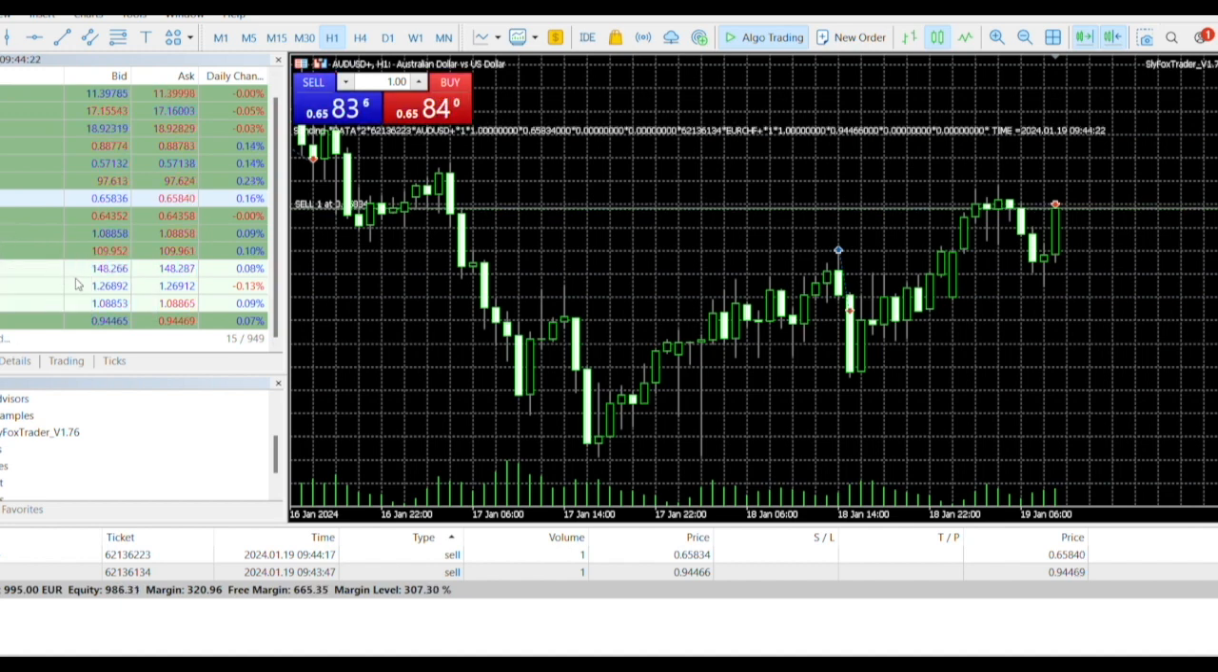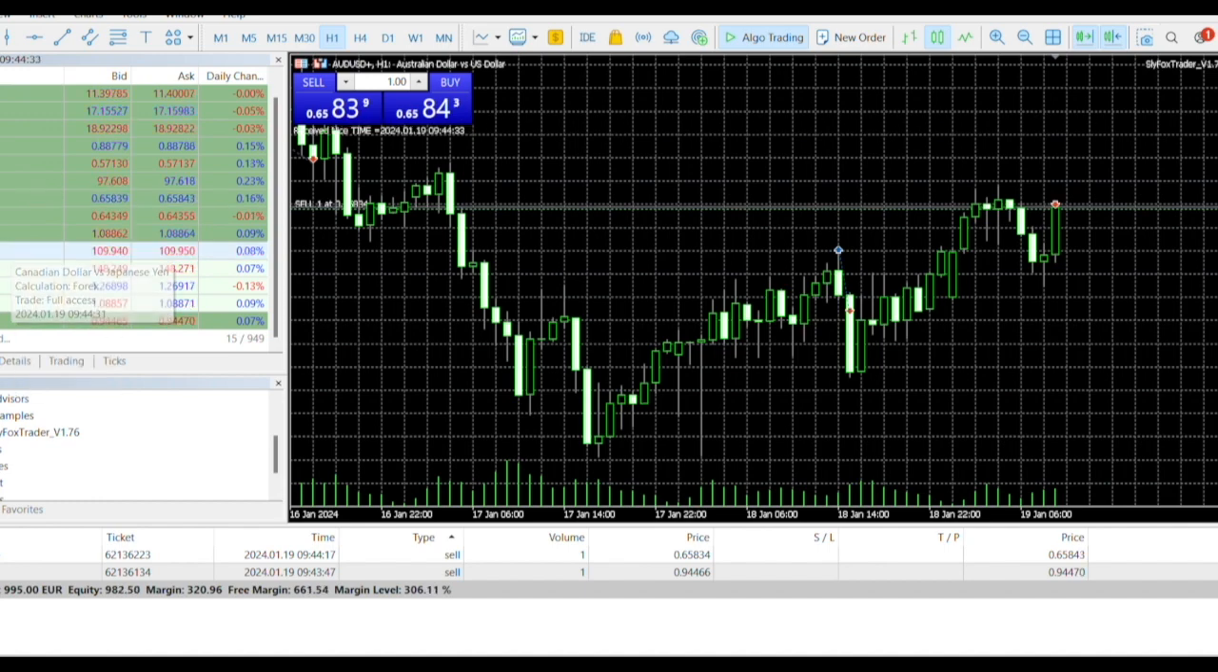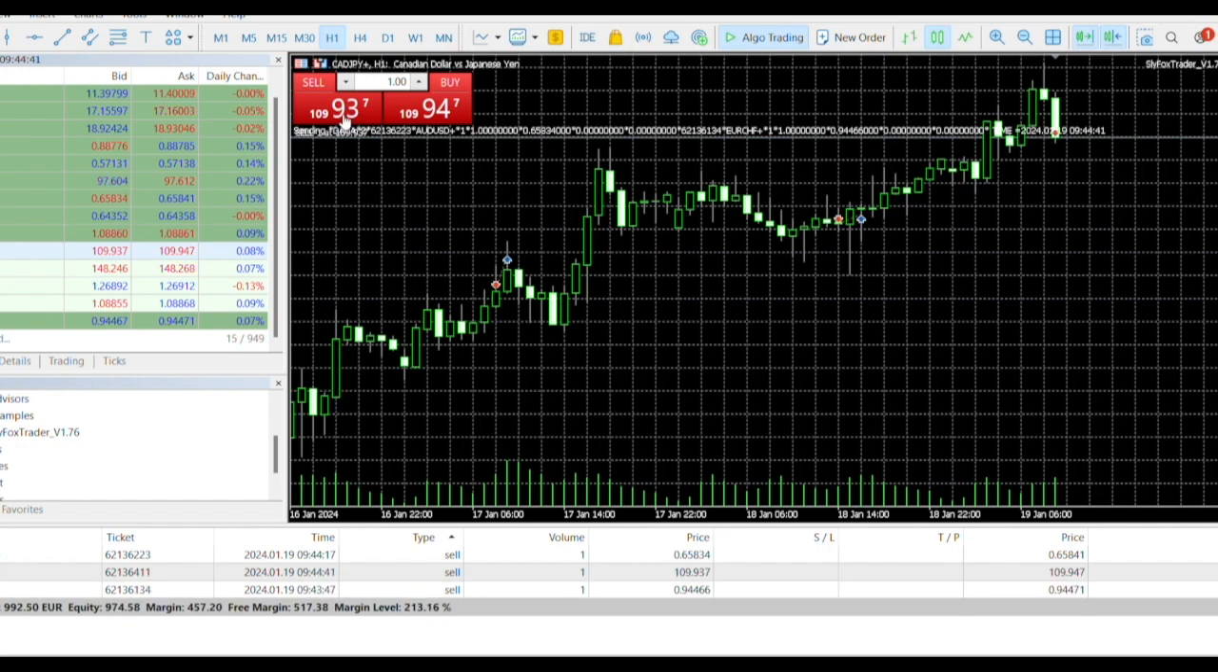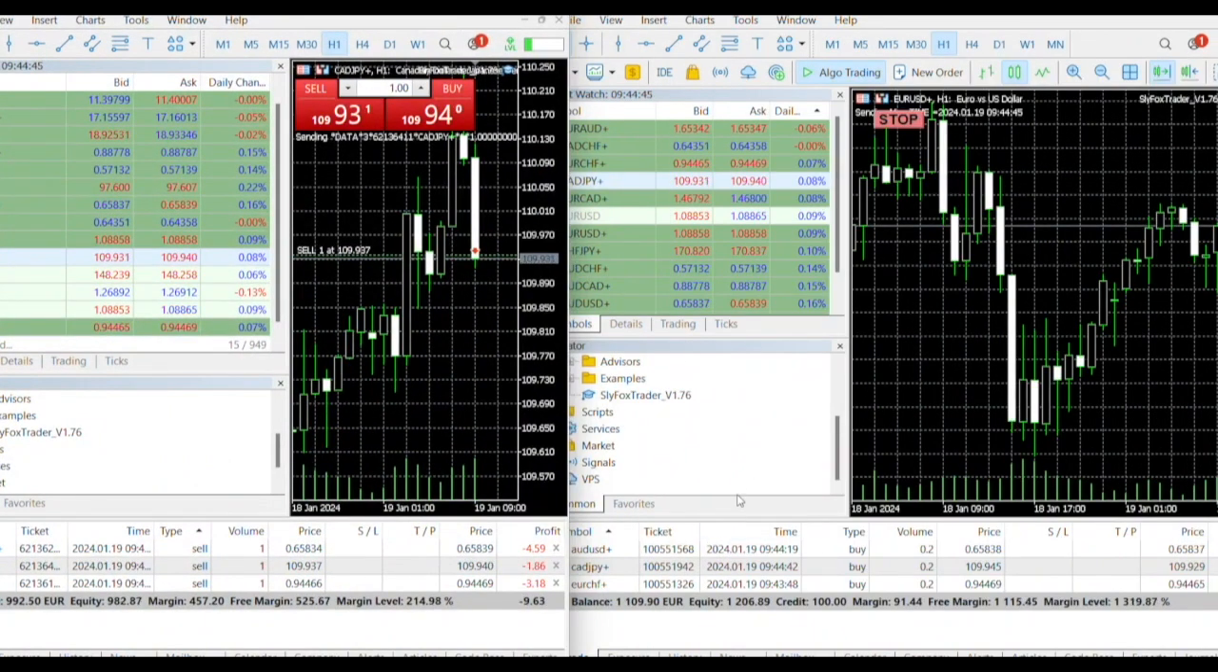And what else do we want to open? So we have Australian dollars, USD, Euro, Swiss francs. So let's try this one. Well, okay, that's it already.